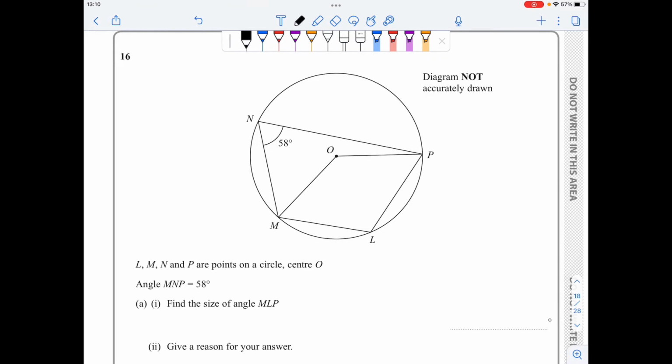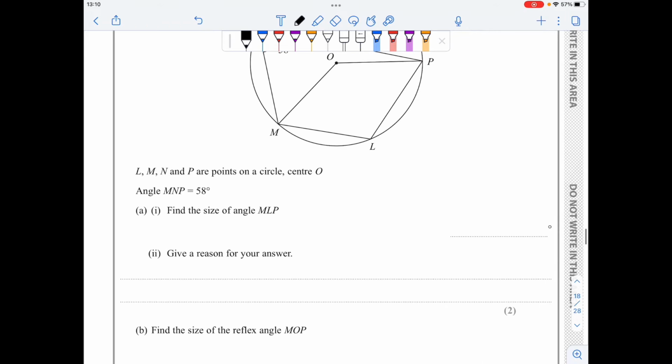For question 16 part A, I need to find this angle here. Note that these two are opposite angles in a cyclic quadrilateral and they add up to 180. So I've got 180 minus 58, which is 122. And the reason is opposite angles in a cyclic quadrilateral add up to 180 degrees.